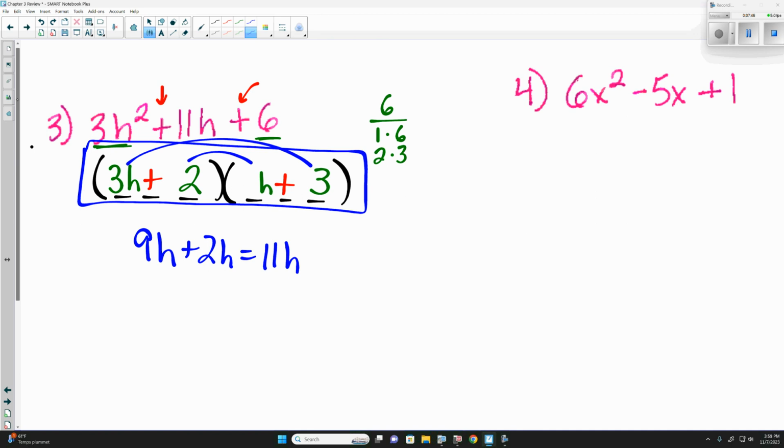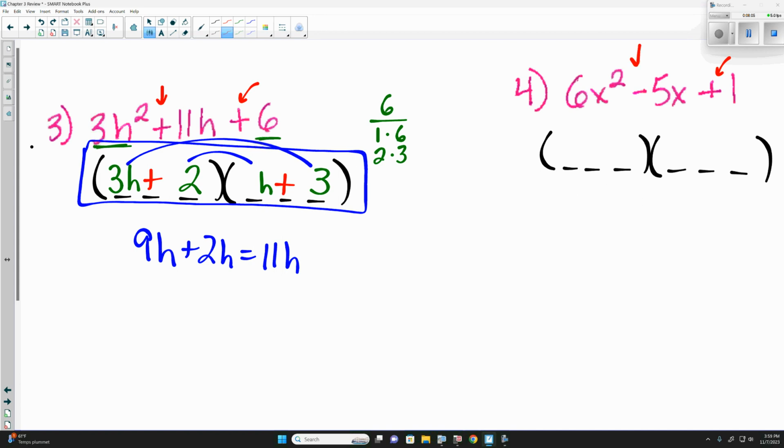Okay, let's look at number 4. Now, number 4 does not have a greatest common factor. So we'll have 2 sets of parentheses with 3 spaces. Find the sign. If the third term is positive, the signs are the same and match the sign of the middle term. If the third term is negative, our signs are opposite.